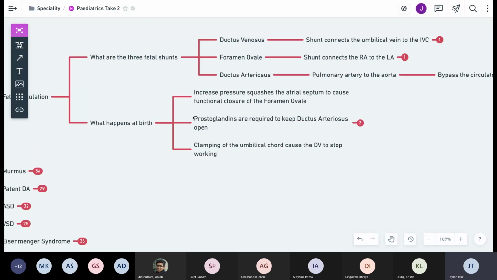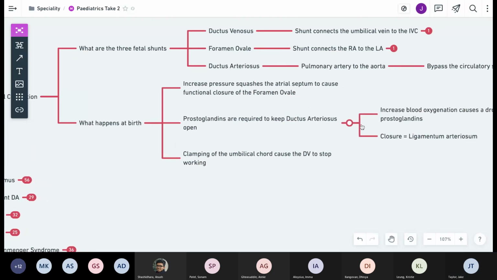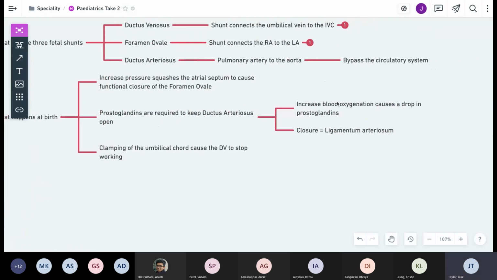Good. Now, the prostaglandins are required to keep the ductus arteriosus open. Because we have increased blood oxygenation when the baby takes their first breath, that causes the prostaglandins to go down, therefore causing the ductus arteriosus to close. However, this is quite a slow process. So the ductus arteriosus stops working in the first few days or so, then closes properly around day 7 to 10.